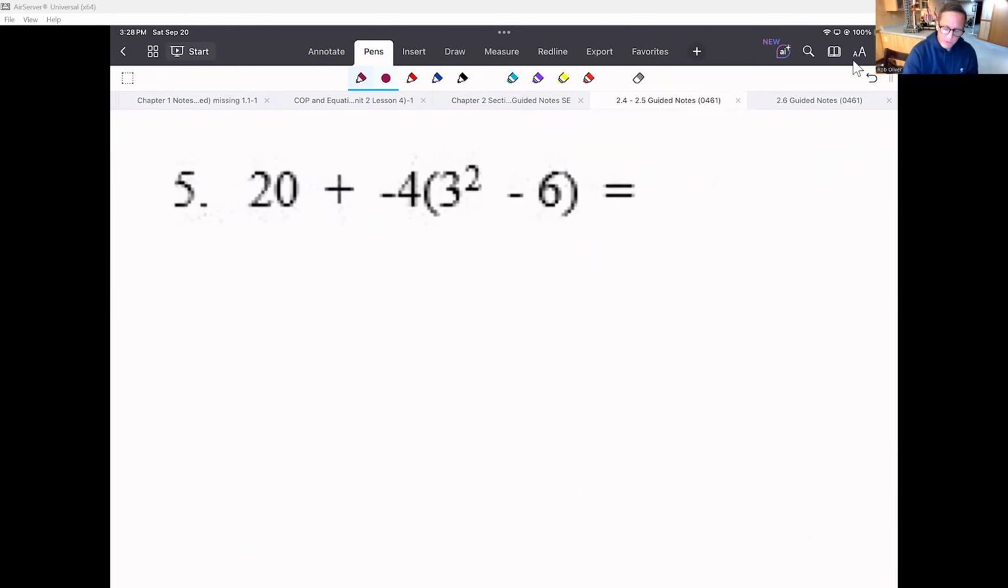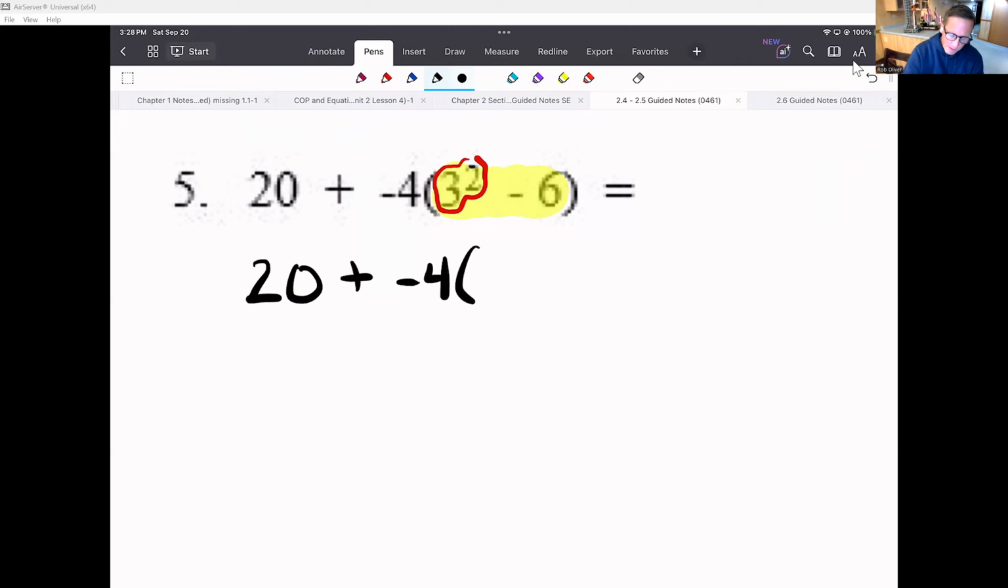All right, let's do the parentheses first on number 5. The parentheses first, and within the parentheses, follow order of operations as well. We want to do that part first. So 3 squared, that's 9, right? I was going to say that's 6, I was trying to be a smart aleck, but no, that is 9. So rewrite it: you got 20 plus negative 4, and I'm just going to do that, 9 minus 6. That's all I did.